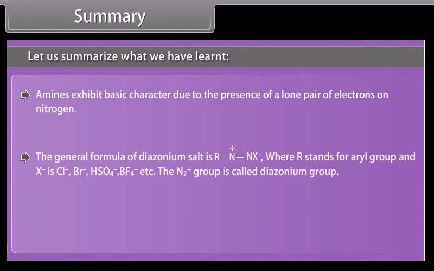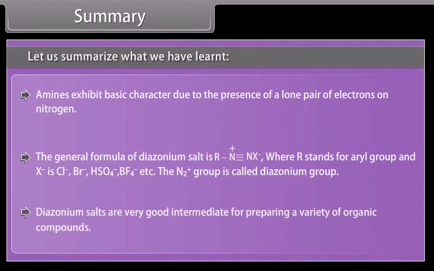The general formula of diazonium salt is RN2+ X-, where R stands for aryl group and X- is chloride ion, bromide ion, hydrogen sulfate ion, or tetrafluoroborate ion. The N2+ group is called diazonium group. Diazonium salts are very good intermediates for preparing a variety of organic compounds.